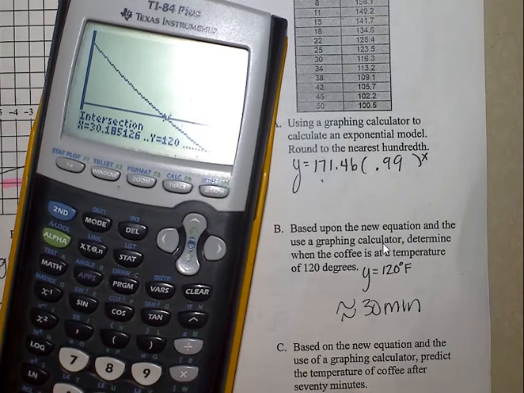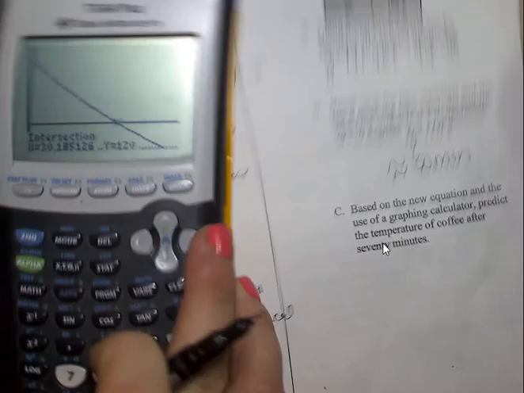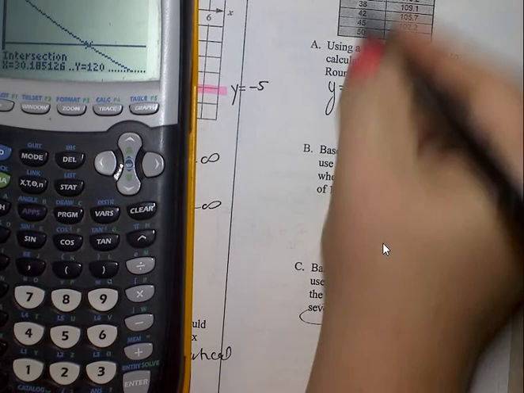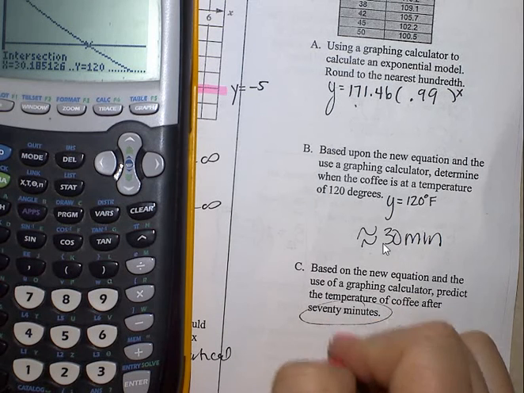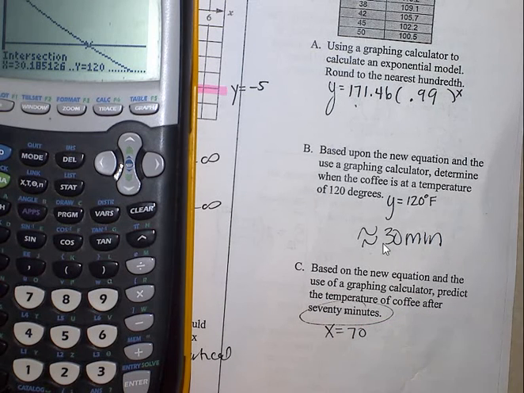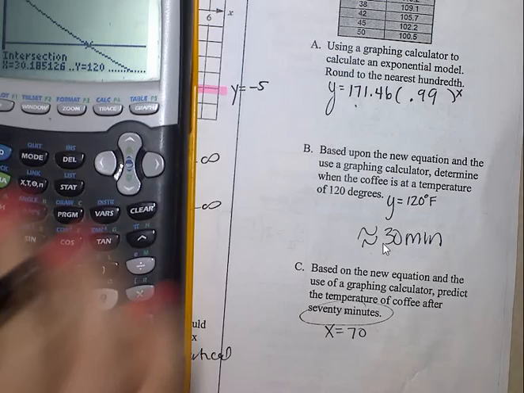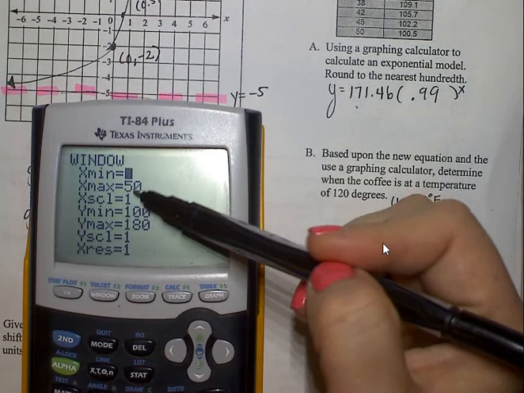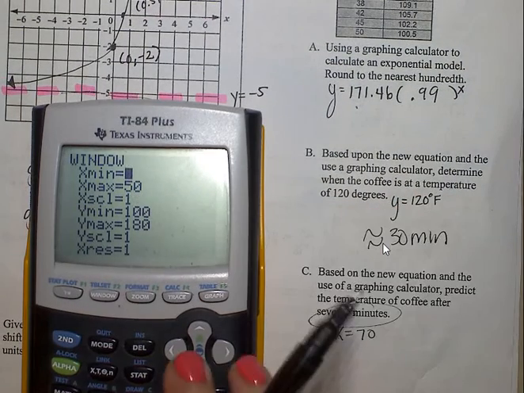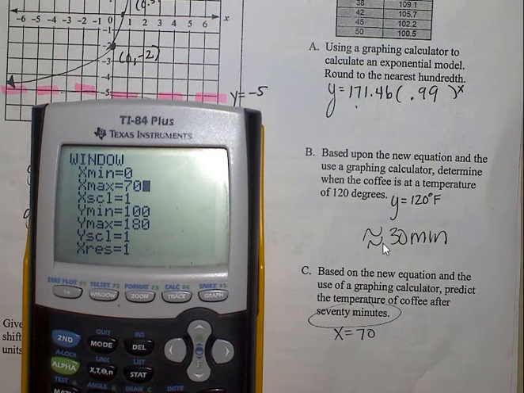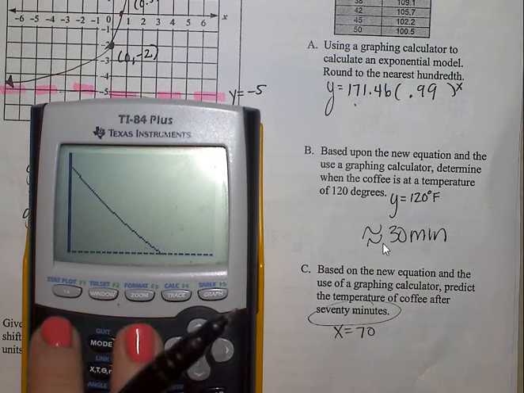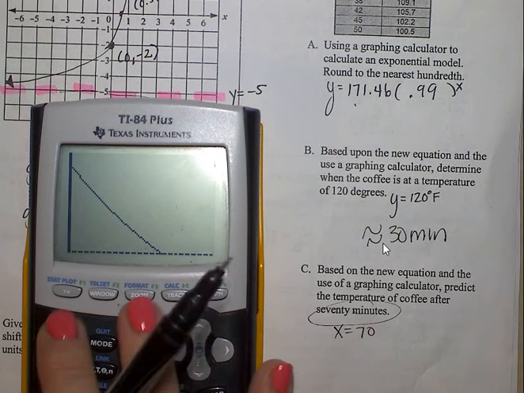Part C says, predict the temperature when the time is 70 minutes. So I'm given minutes. Minutes is the unit in the first column. So please write x equals 70. Now here's the problem. Go up to window. Right now, does our window range go to 70? So change the 50 into a 70 and hit graph. And then from there, it's pretty easy. You're going to hit second trace value.